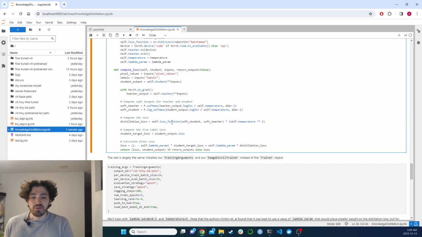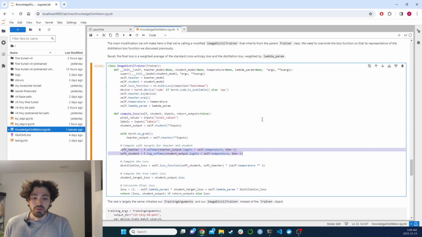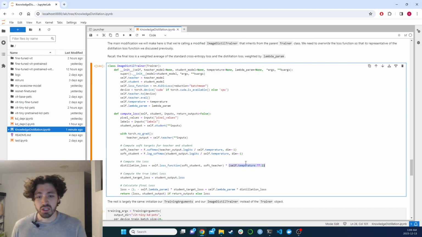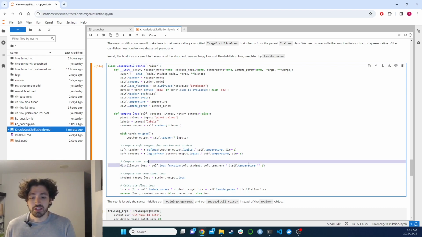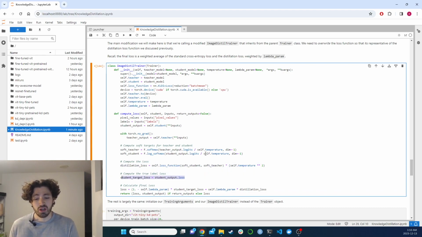We apply the loss function to these distributions, and then we apply a temperature. We multiply by the temperature squared because we had, in fact, divided by the temperature previously when we were looking at just the logits over there. So we multiply by the temperature squared to balance that out. And then we take a weighted average of this loss and the standard cross-entropy loss. And that will be our final loss.